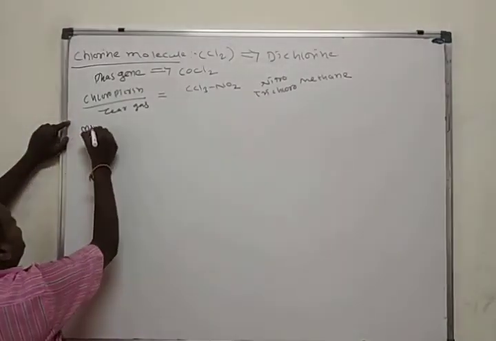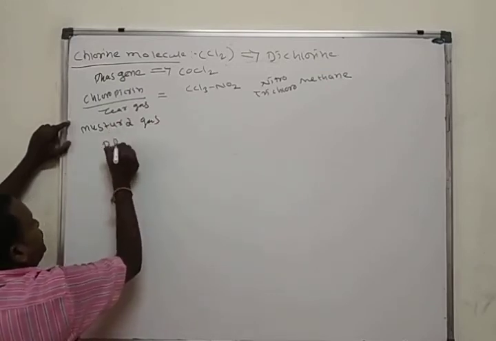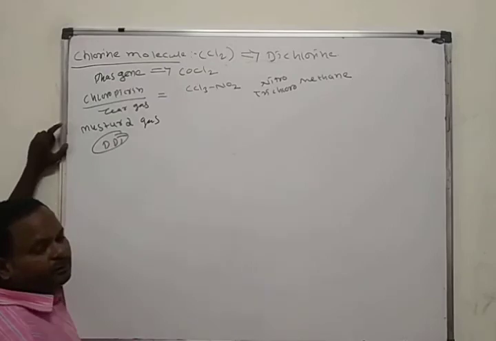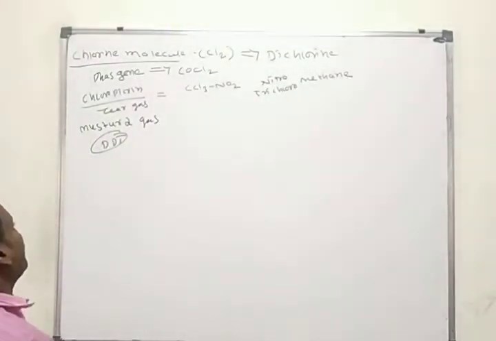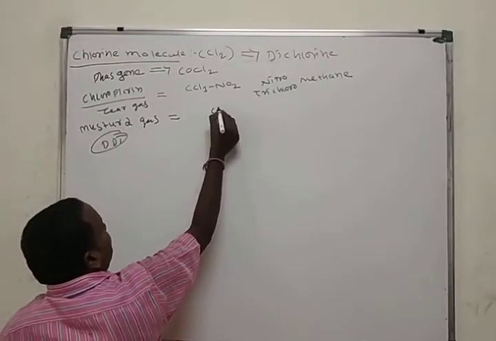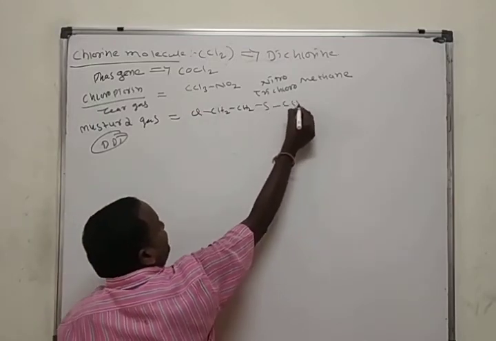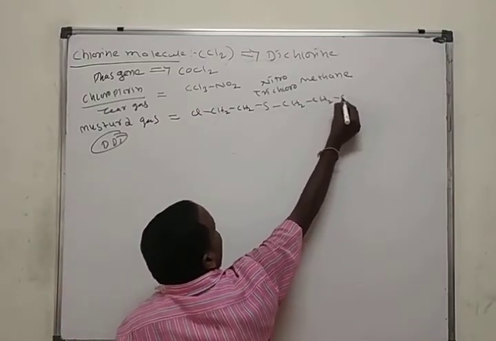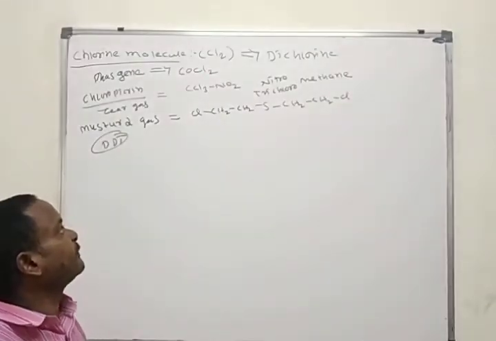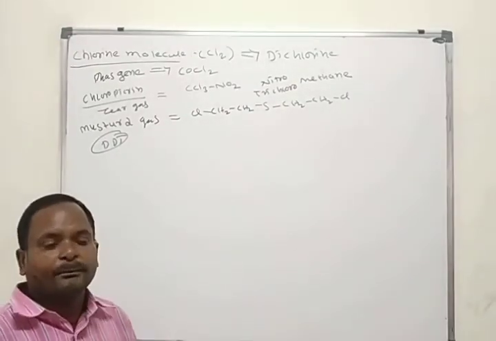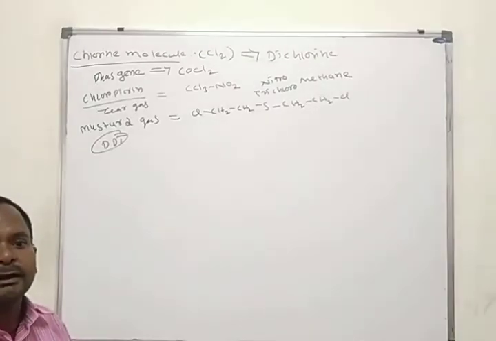Chlorine is also used for the preparation of mustard gas and DDT. Already we know the DDT structure, dichlorodiphenyltrichloroethane. See the structure of mustard gas: CH2CH2Cl, CH2CH2Cl, with sulfur. This is an important sulfur compound and also an important poisonous compound. It is also prepared from the chlorine molecule.